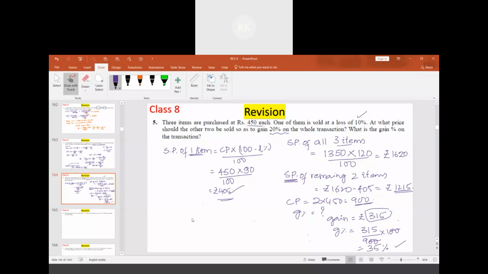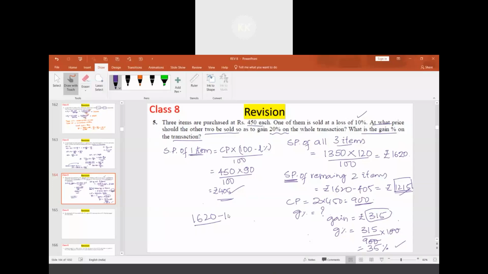See this question. At what price should the other two be sold? They should be sold at 1215. This is done. What is the gain percent on the transaction? On the transaction means it refers to the two items or all the three items? All the three items, sir. Equation is 1620 minus 1350 divided by 1350 into 100.